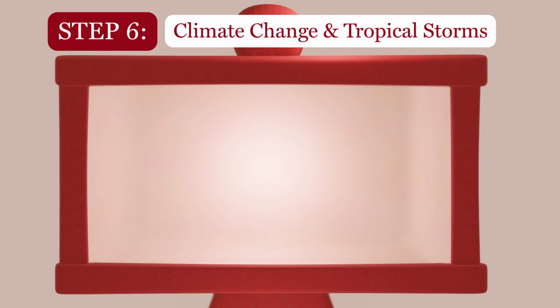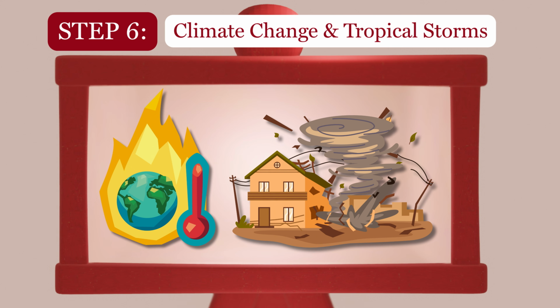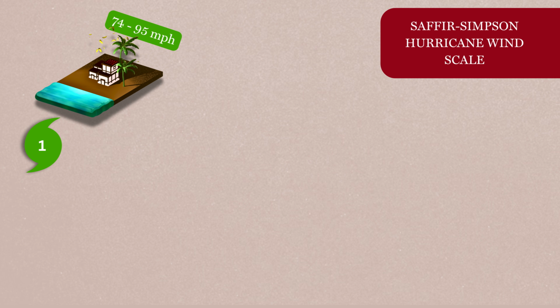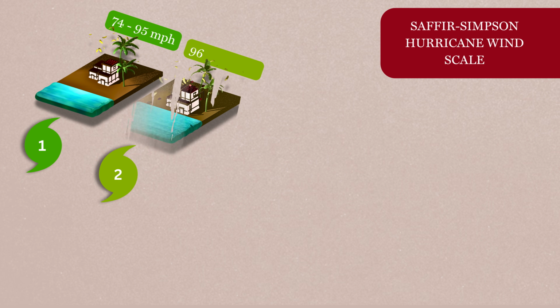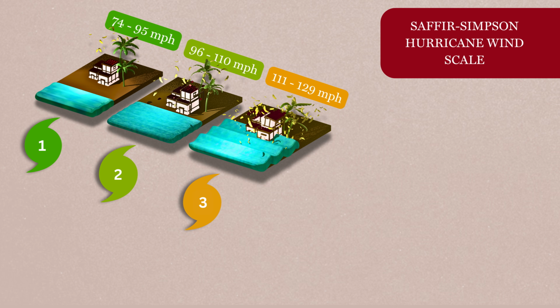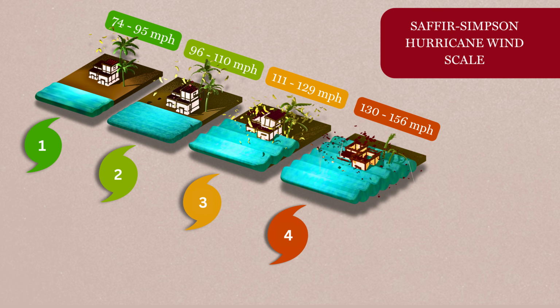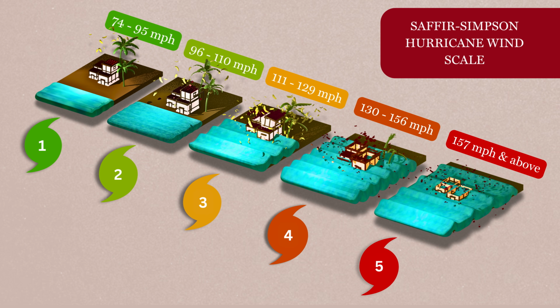Step 6 is climate change and tropical storms. As global temperatures rise, sea surface temperatures are also increasing. This means that tropical storms may form in more areas than before, and the storms could become more intense with heavier rainfall and stronger winds. We might also see the storm season become longer, extending beyond the traditional months. However, scientists are still studying whether there will be more storms overall or just stronger ones.